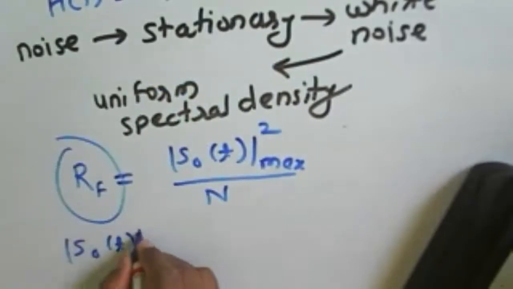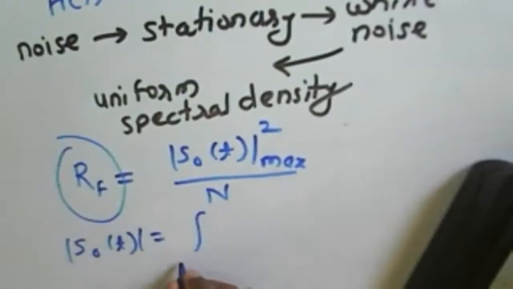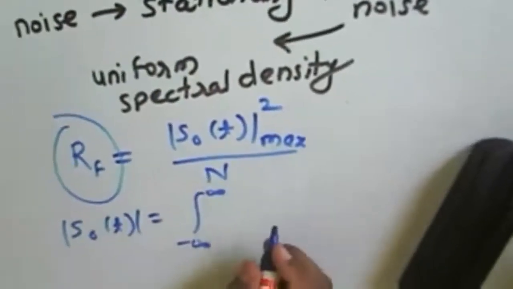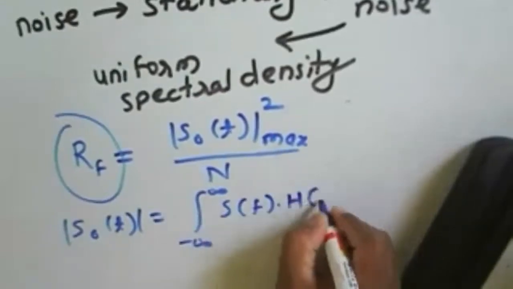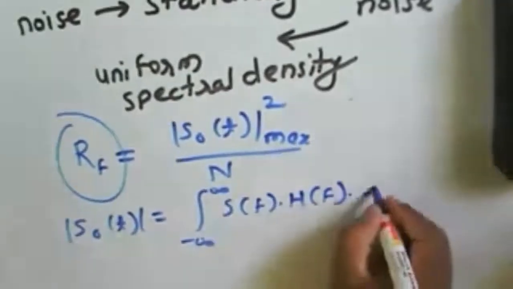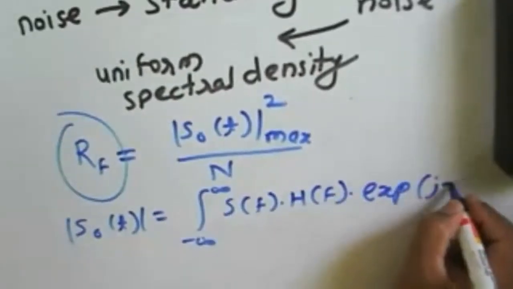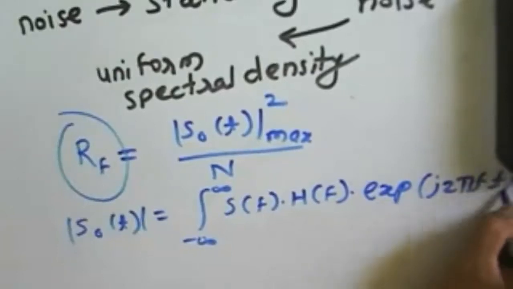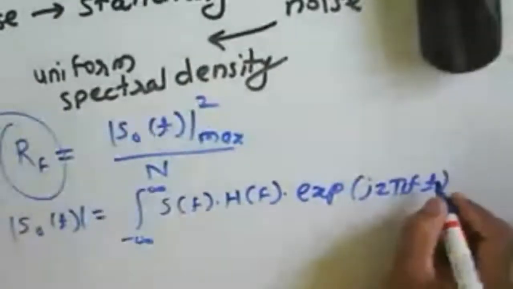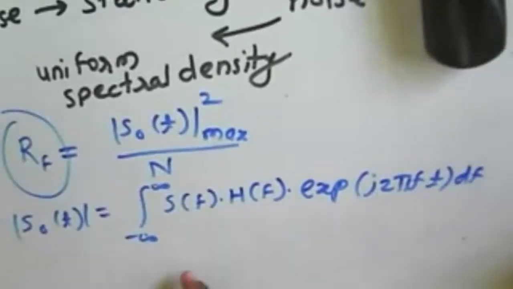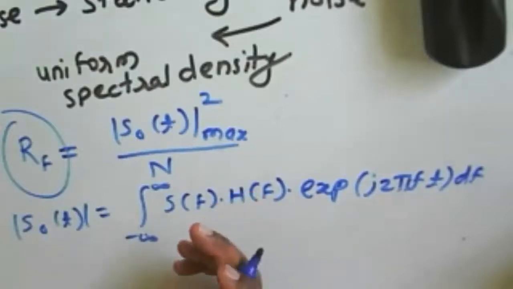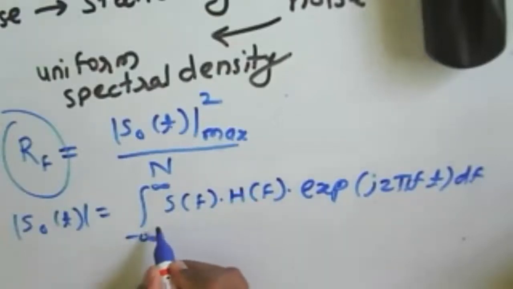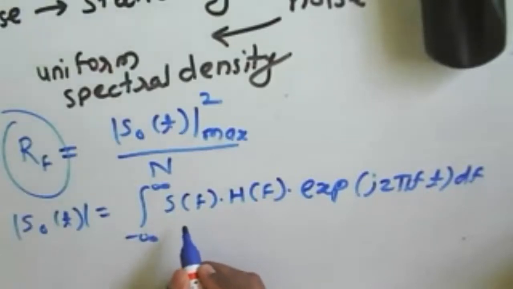that is the output in terms of the frequency response function. That is the integral of S of f, h of f, exponential of j twice pi f t, df. S of f is nothing but the Fourier transform of the input signal, which is the received signal at the receiver.